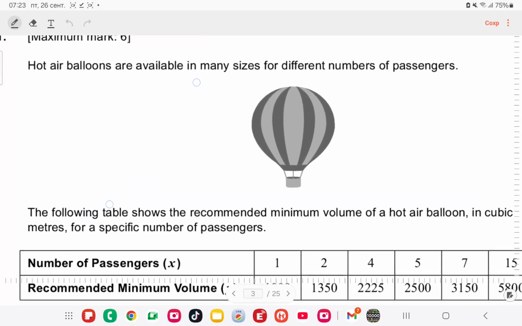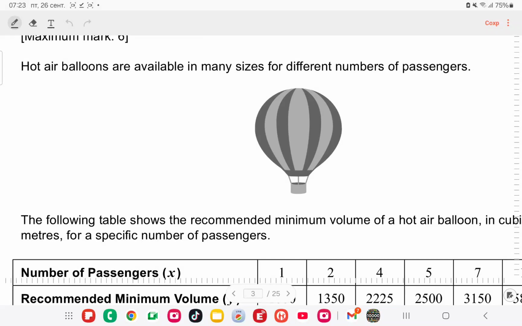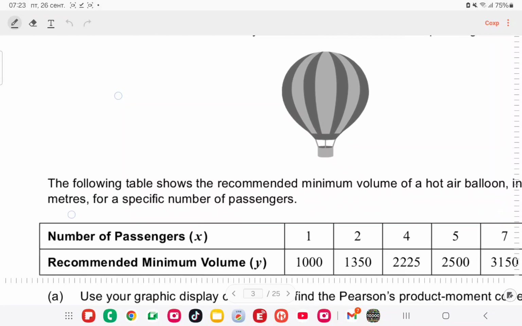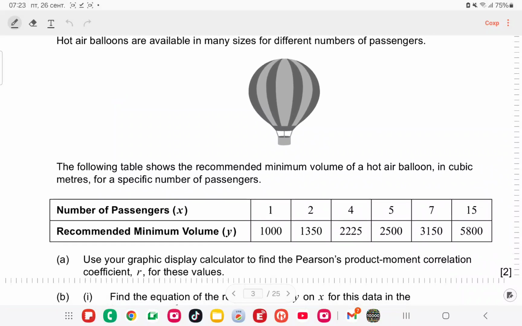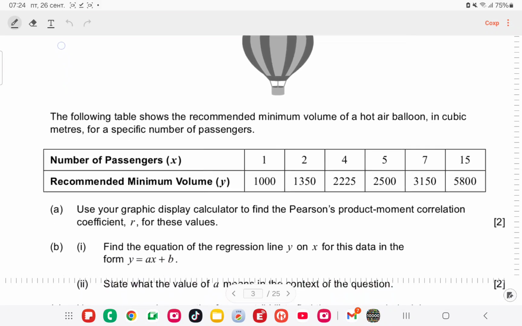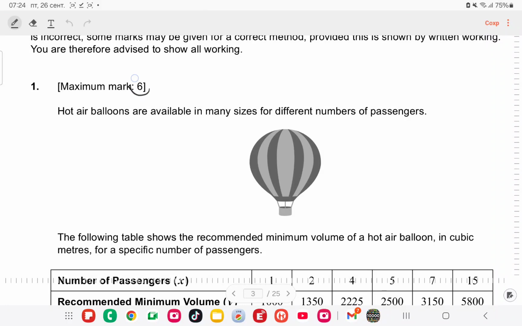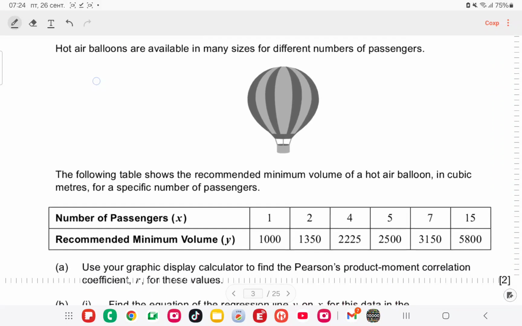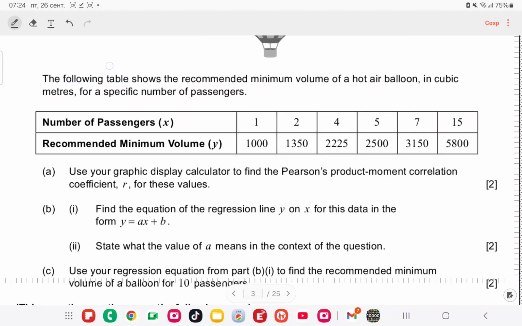statistics. It's written that hot air balloons are available in many sizes for different numbers of passengers. The following table shows the recommended minimum volume of a hot air balloon in cubic meters for a specific number of passengers. Now let's consider how many marks are given. It is 6 marks, so it should take approximately 6 minutes, 2 minutes for each part A, B, C. Let's start with the solution of the question.